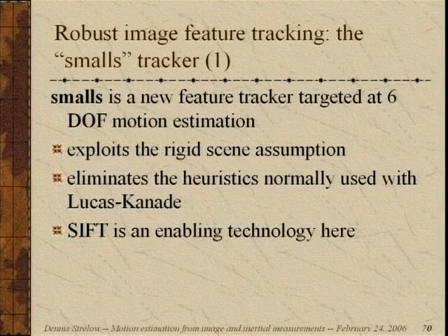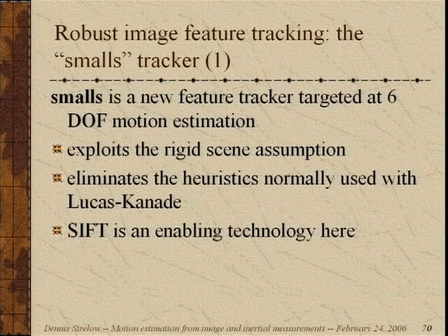Okay, so I call the new tracker SMALLS. It's targeted specifically at 6-DoF estimation, meaning that it exploits the rigid scene assumption. You're moving your camera through rubble, or what the military people call the urban canyon, something that's basically a non-moving environment. It eliminates those 3 heuristics that I described that you normally use with Lucas Kanade. And then it uses, like I mentioned at the very beginning of the talk, the scale invariant feature transform that David Lowe developed.